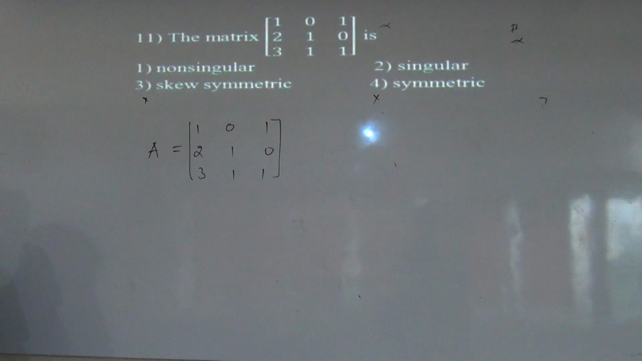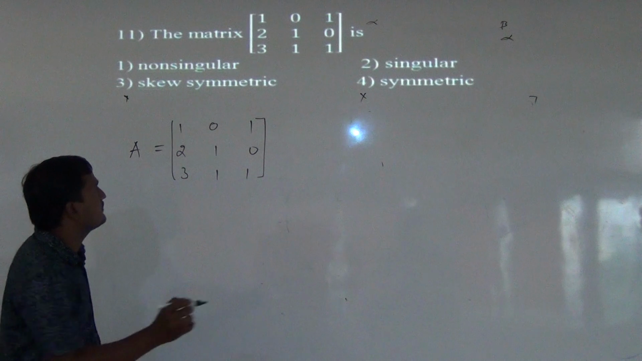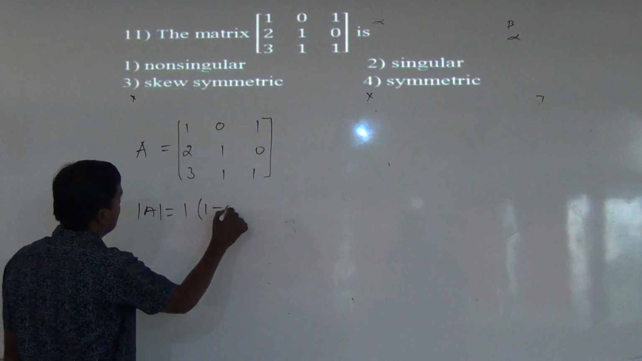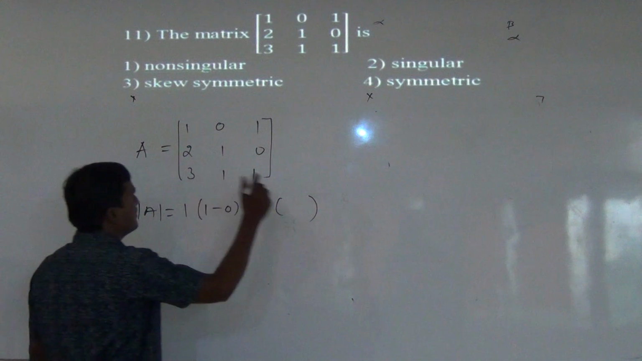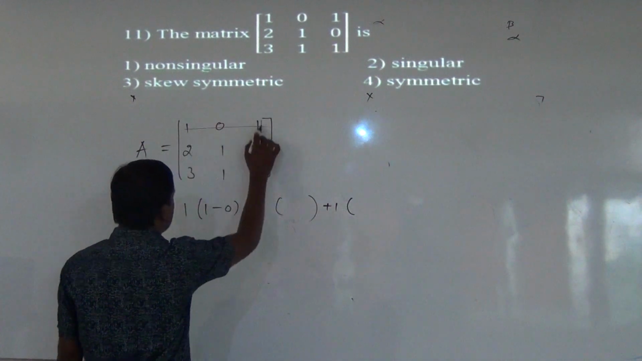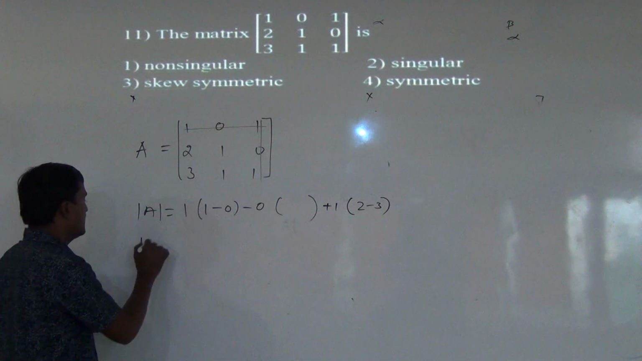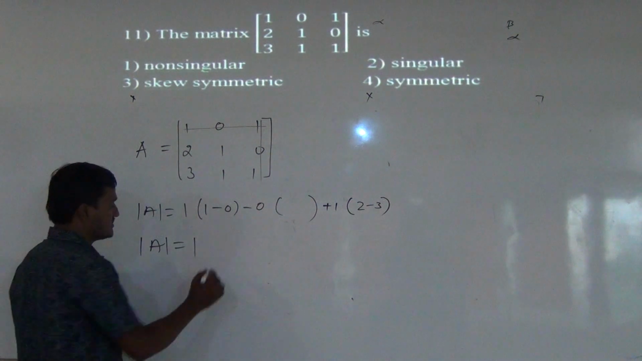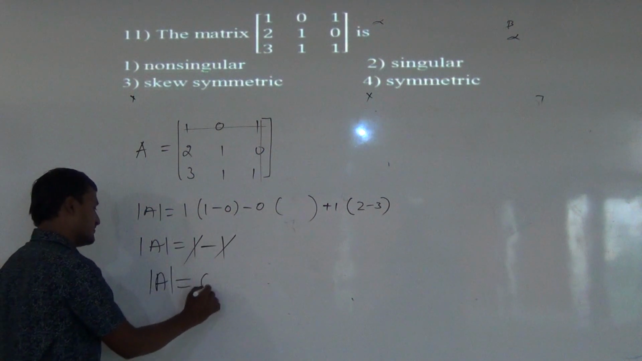So singular means you should get the value of the determinant equal to 0. Therefore I will take the determinant. So 1 into 1 minus 0, minus 0 into this term, that becomes 0. Next I will take 1, leaving the first row and third column, 2 minus 3, right? So what is the answer? Determinant of A is equal to 1. This term is 0. 2 minus 3 means minus 1. So clearly it is minus 1. Minus and minus will get cancelled. So therefore determinant of A equal to 0.